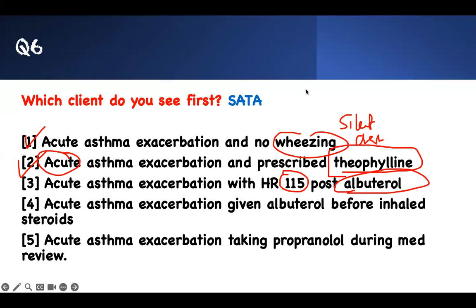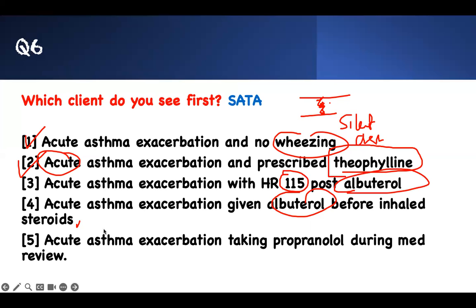Acute asthma exacerbation, giving albuterol before the steroid inhaler. Guess what? I have obstruction, but I need to take care of the inflammation. Bronchospasm, yeah, but I need to take care of the inflammation. If the tube is blocked, no matter what steroid you put, it's not going to go. So open the tube with the albuterol and then give them the steroid. So we're doing something good, so we don't need to intervene. This one we don't need.